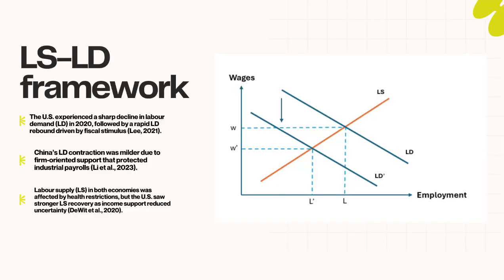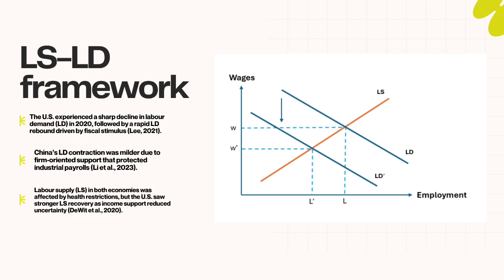By 2021, the US experienced strong job creation. Businesses reopened, stimulus measures boosted demand, and firms rehired rapidly. As a result, unemployment fell from 8% to 5% within a year and nearly returned to pre-pandemic levels by 2022. Next, I will explain this labor outcome using the LS-LD framework.